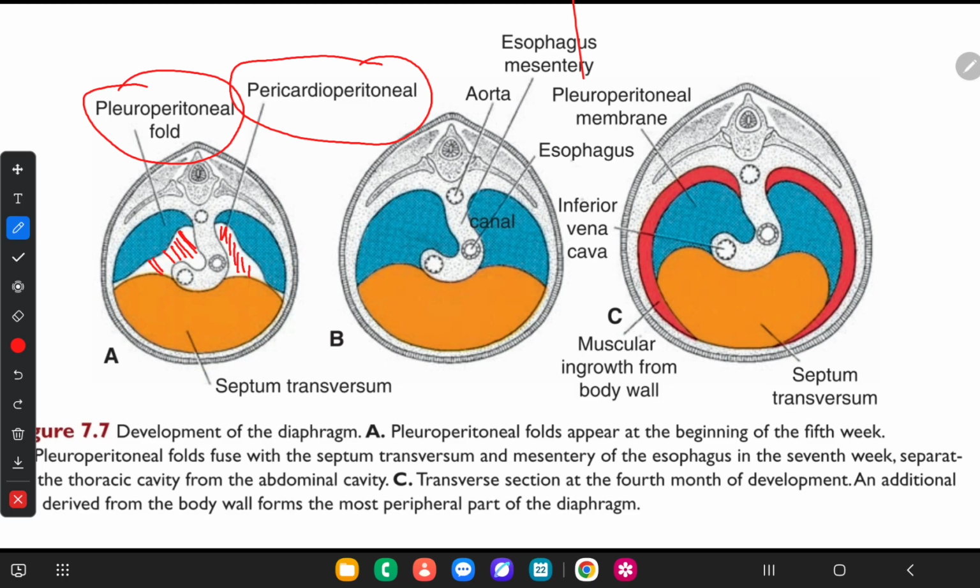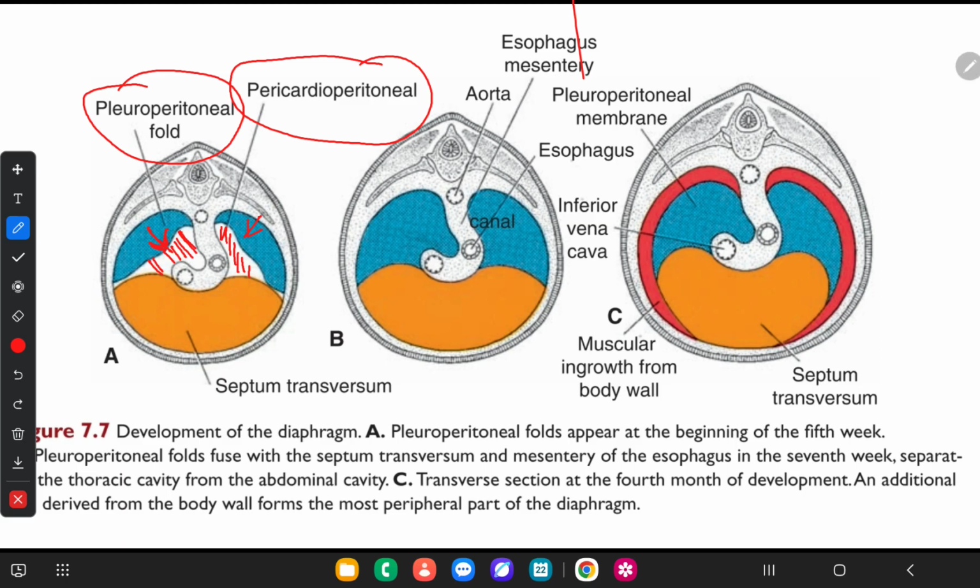Gradually, these folds extend medially and ventrally. Therefore, by the 7th week, they fuse with the mesentery of the esophagus and with the septum transversum. Here you can see these pleuroperitoneal folds have fused together with the mesentery of the esophagus and also with the septum transversum. Therefore, the connection between the pleural and peritoneal portions of the body cavities is closed by the pleuroperitoneal membranes.